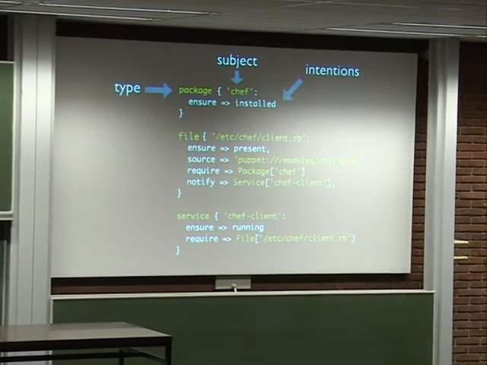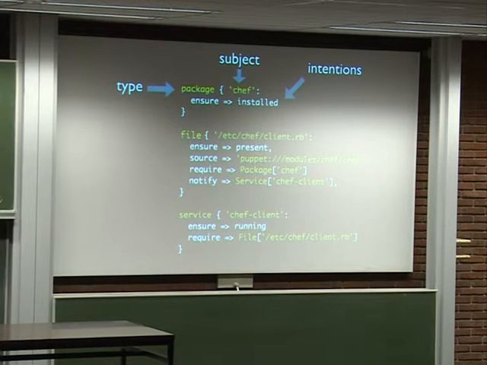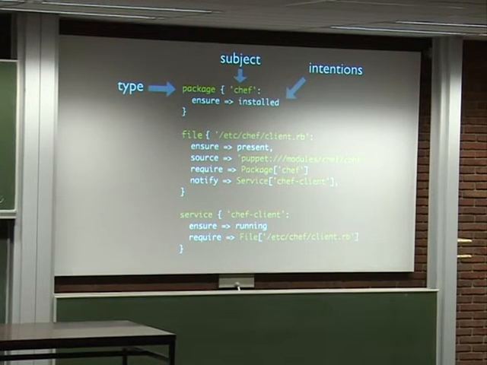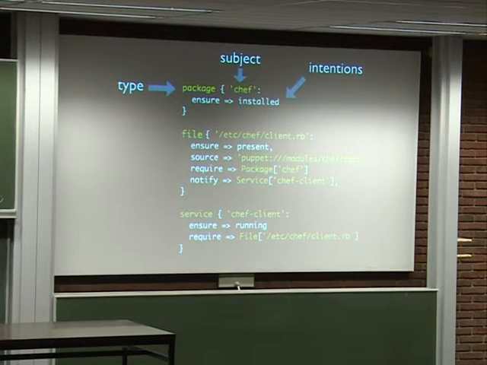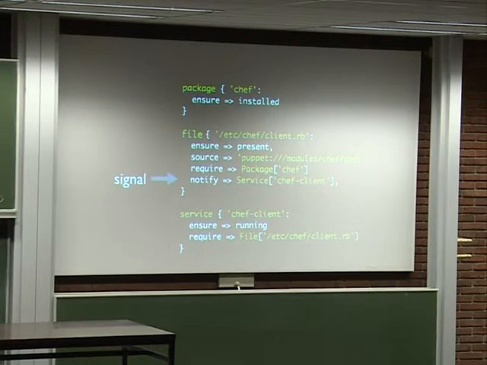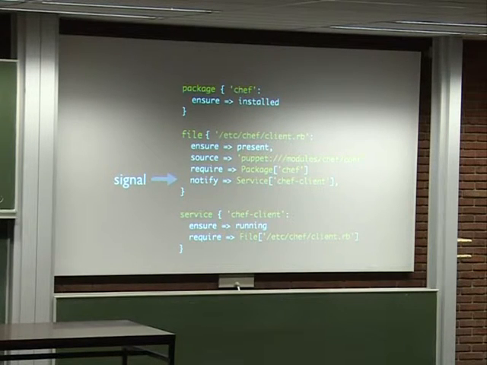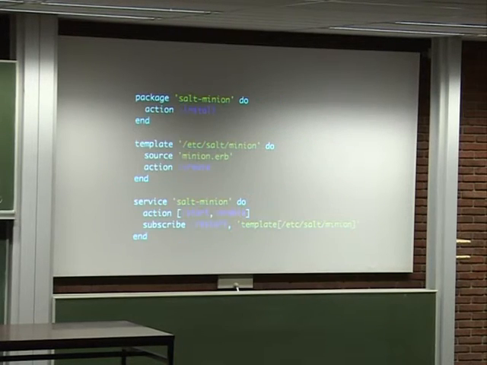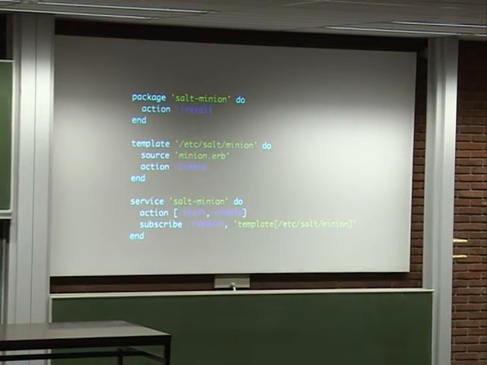Puppet. So again, type, subject, intentions. We have a package type that knows how to ensure that packages are installed or disabled. Here we have a signal. The agents are observing each other. This one's notifying the service to restart. Okay. Chef. Install some Salt.